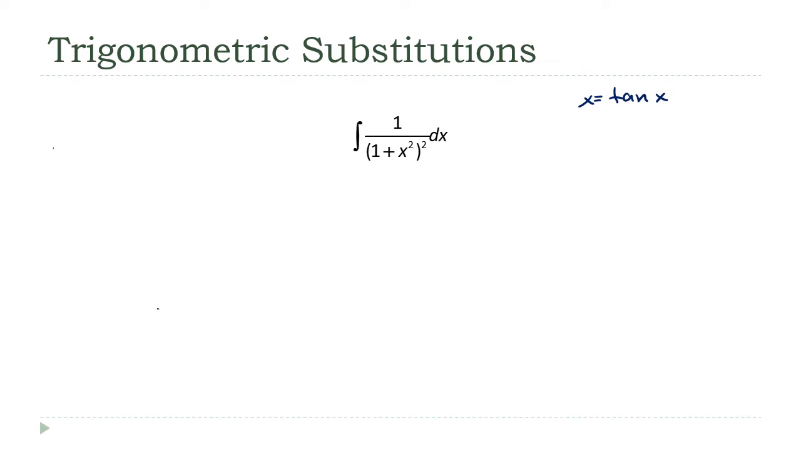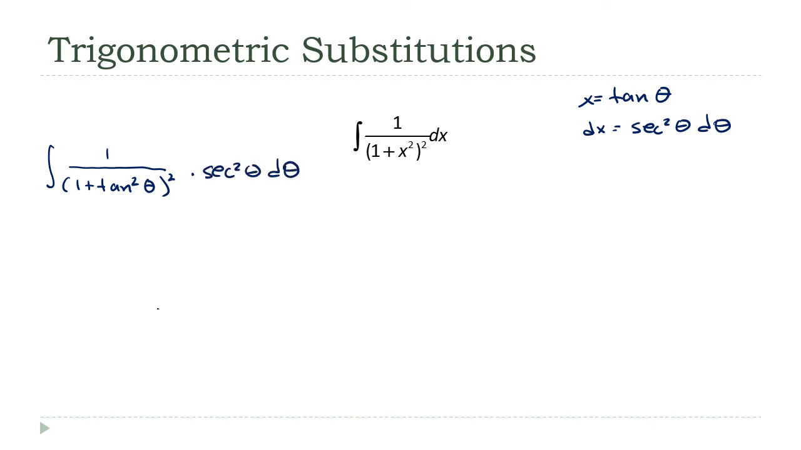This becomes the integral of 1 over 1 plus tangent squared, excuse me, not x, tangent theta. 1 plus tangent squared theta squared. And what's dx going to be? dx is secant squared theta d theta. So we'll do secant squared theta d theta.